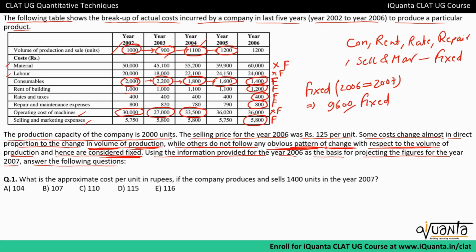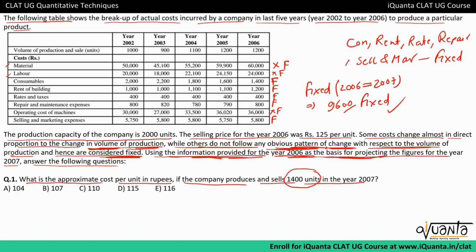Okay, in the question we have been asked what is the approximate cost per unit in rupees if the company produces and sells 1400 units in the year 2007. Okay, you have to find out cost per unit in year 2007, and number of units has been given to us as 1400 units. Why did I find this fixed cost for year 2006? Because here we were given that using the information provided for the year 2006 as the basis of projecting the figures for year 2007. That is why I have taken the figures fixed cost of year 2006.